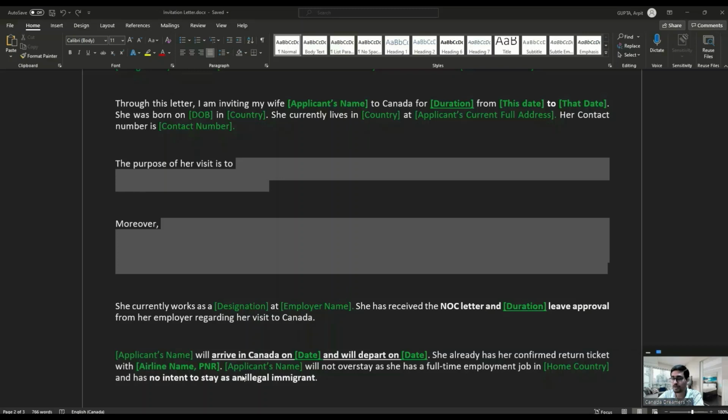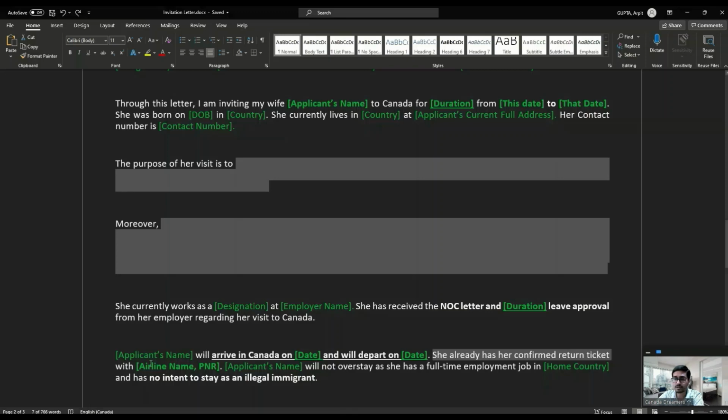So we have already mentioned our return ticket: the applicant will arrive in Canada on this date and will depart on this date. She already has a confirmed return ticket with airline name and the PNR number. She will not overstay as she has a full-time employment job in her home country and she has no intent to stay as an illegal immigrant.